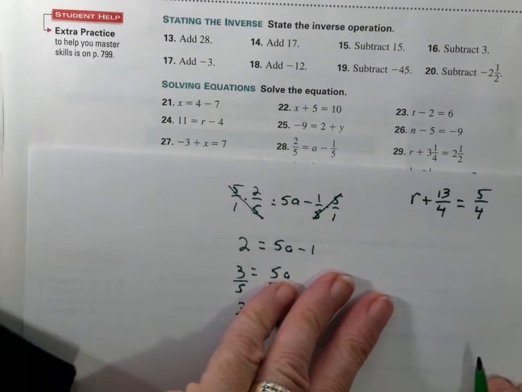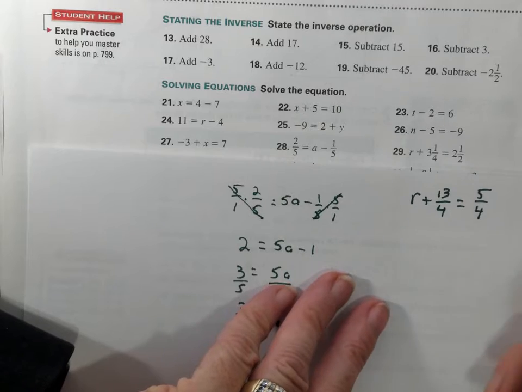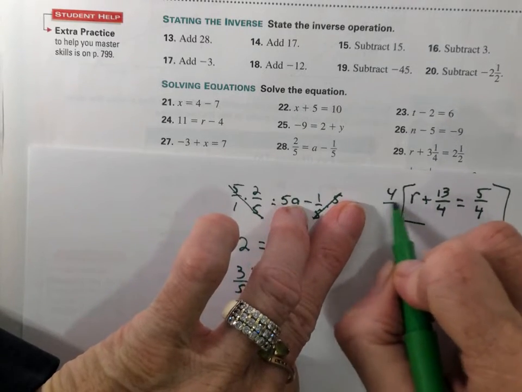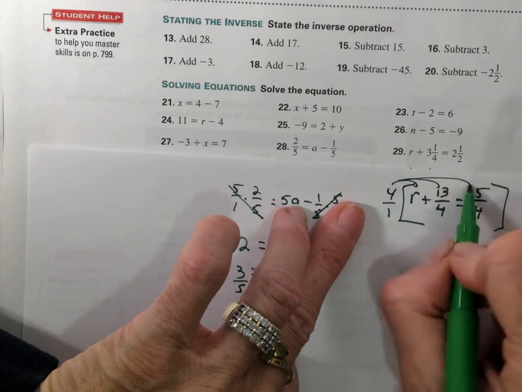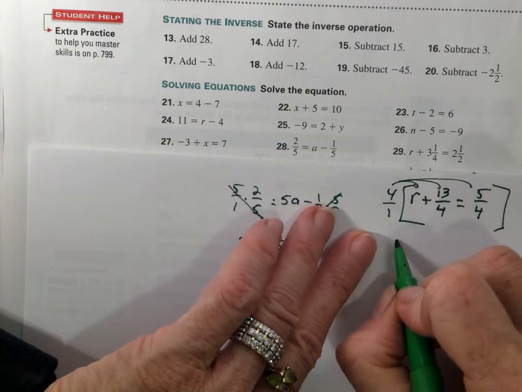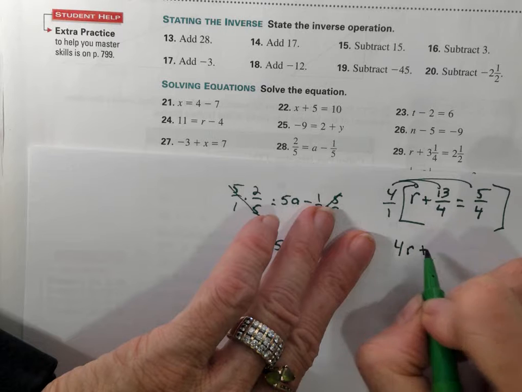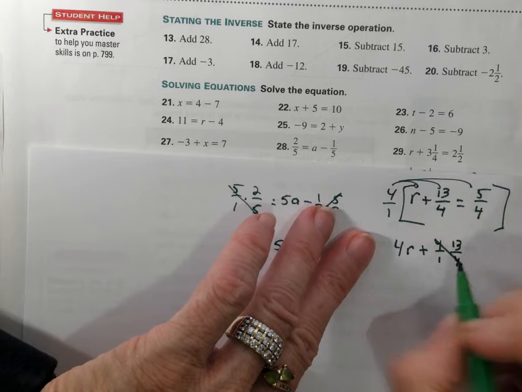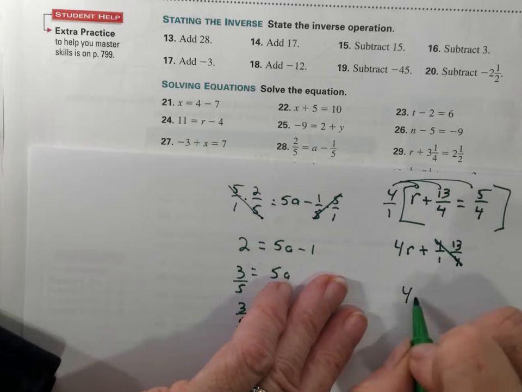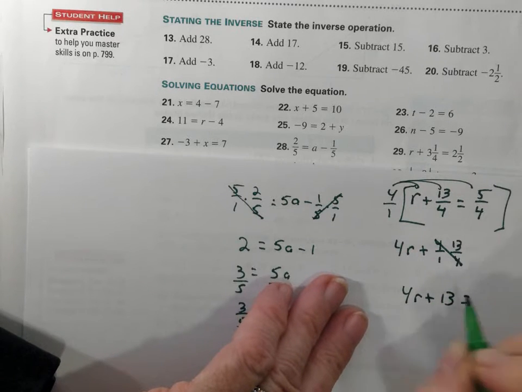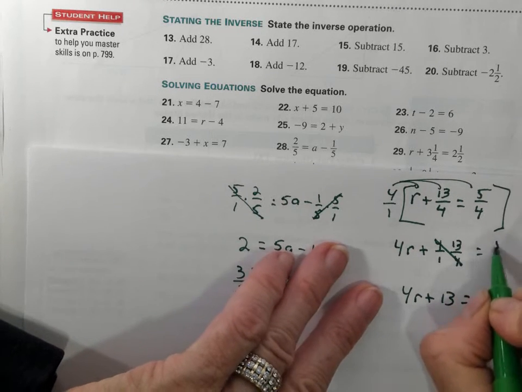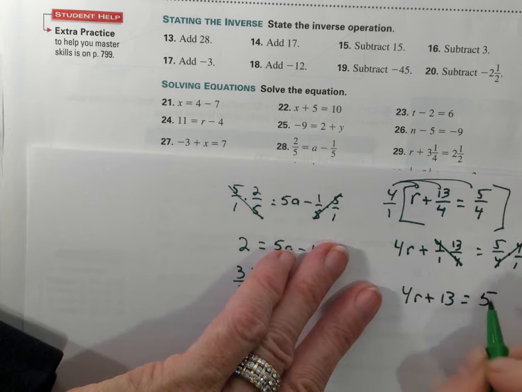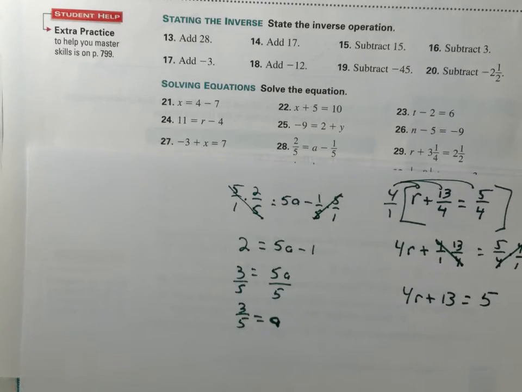Okay. Now I'm going to get rid of my fractions. I'm going to multiply everything by 4. So all of this is going to be multiplied by 4. So I'm going to multiply every term by 4/1. Okay? So I'm going to get 4r plus 4/1 times 13/4. The 4's cancel out, so I get 4r plus 13 equals, and then I'm going to do 5/4 times 4/1. Well, the 4's cancel out, and I just get 5. So it's a lot easier to work with now.